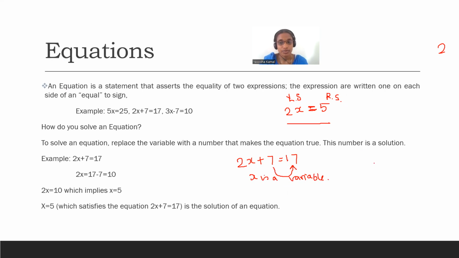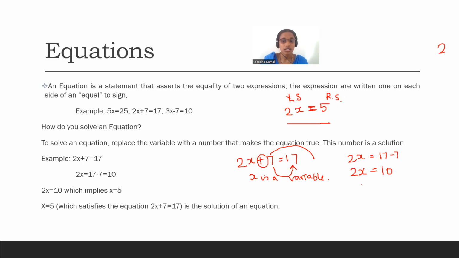We have to follow some steps here. That is, 2x is equal to 17 minus 7. We are transposing the 7 to the right side. Then the operation of addition becomes its inverse, that is subtraction, so it becomes minus 7. So what is 17 minus 7? Yes, you're right, 10. On the left side there is no change, 2x remains the same.